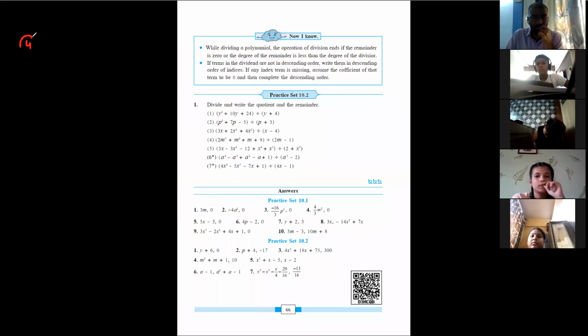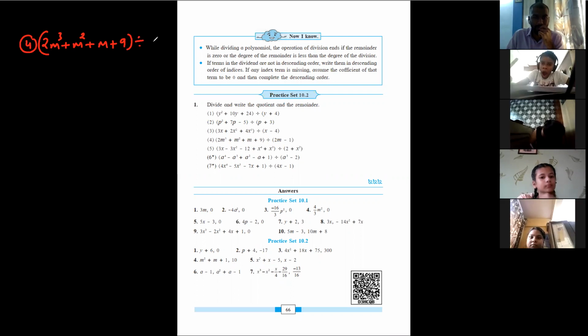Okay. So the fourth question is 2m cube plus m square plus m plus 9. You are dividing this by 2m minus 1. So the first thing is you will write 2m cube plus m square plus m plus 9.